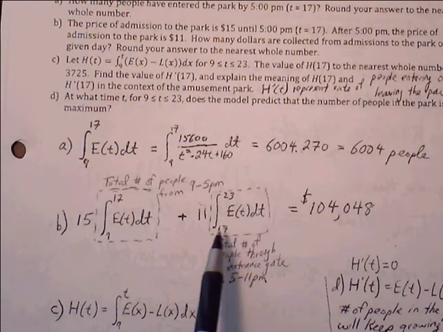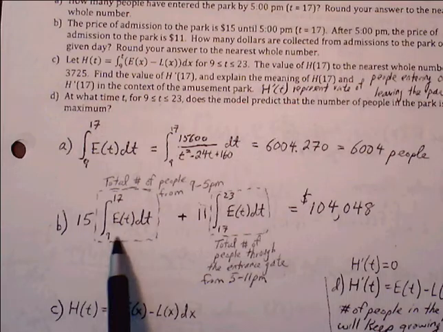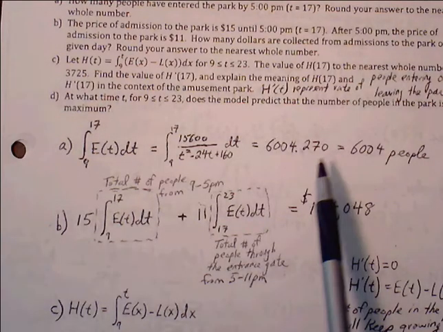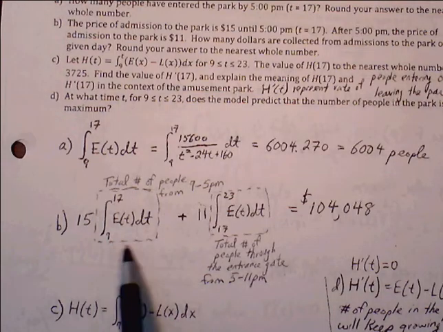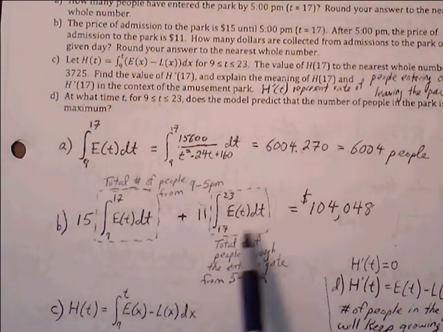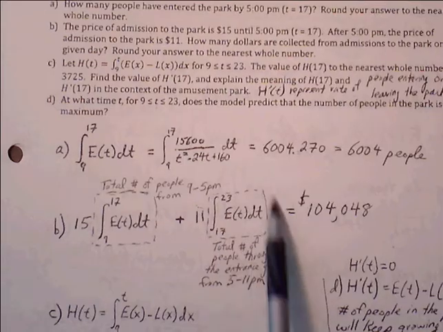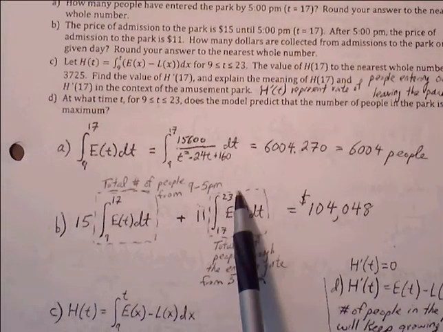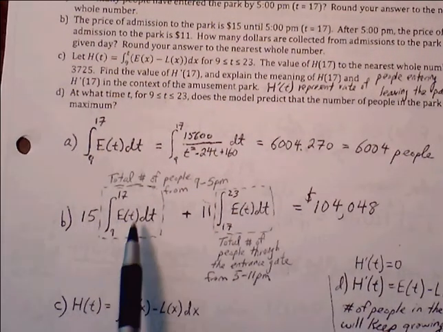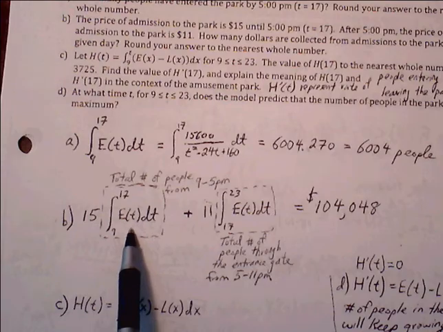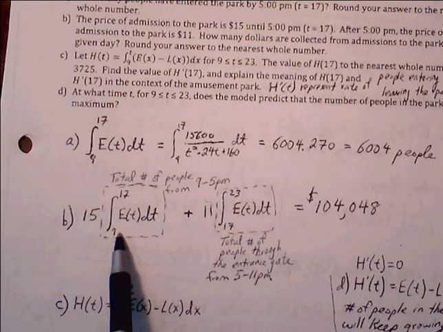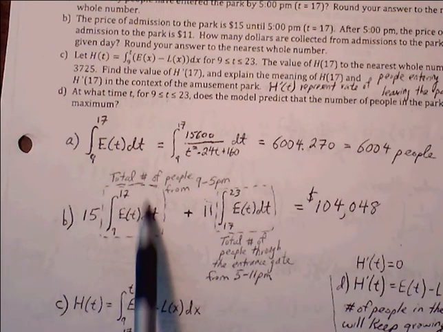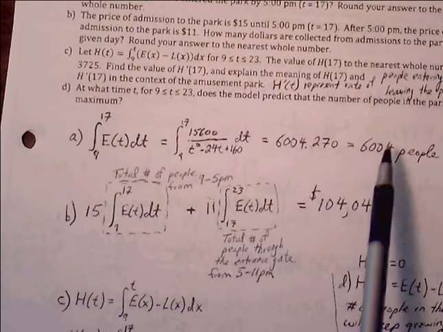We're going to find the total number of people who've entered the park from 9 to 5 p.m., and then find the total number of people who've entered the park between 5 p.m. and closing time. After we find these numbers of people, we can multiply them by however much they'll be charged depending on what time they're coming in. So here, this is 6,004. We found that from part A.